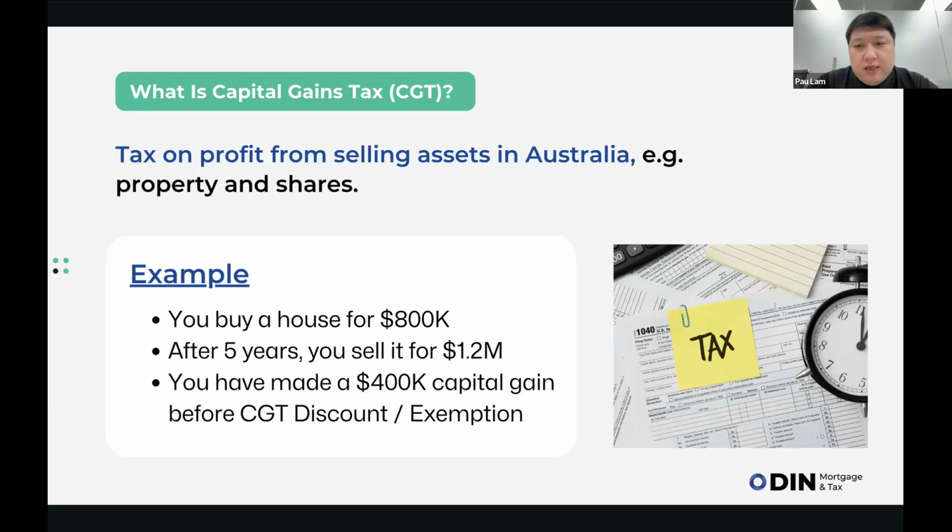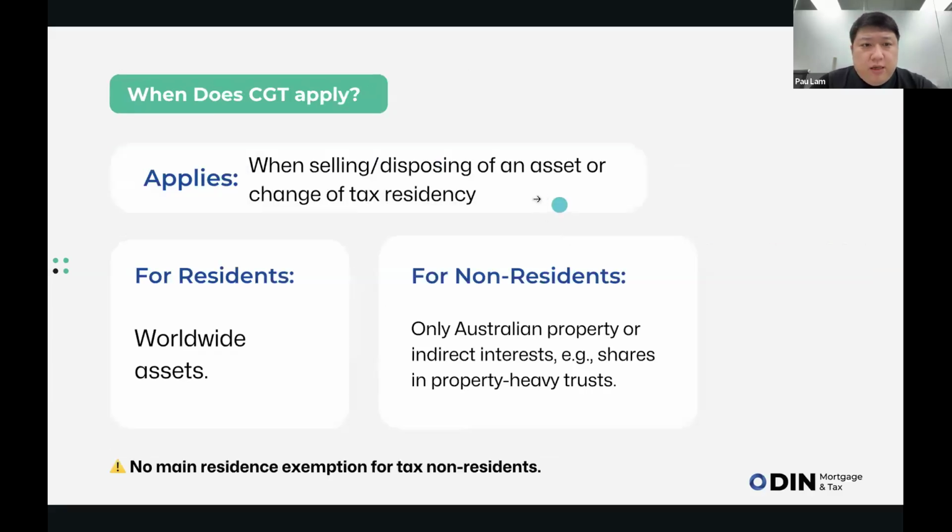So we need to factor in some of these deductions to see if we can reduce the capital gains further, and what sort of tax bracket we need to pay tax on it. When does it apply? It applies when you sell a property, or when you change your tax residency. So that happens if you are coming from Australia, moving overseas to be a non-resident. There are actually some elements of capital gains tax that apply on the switch of your residency.